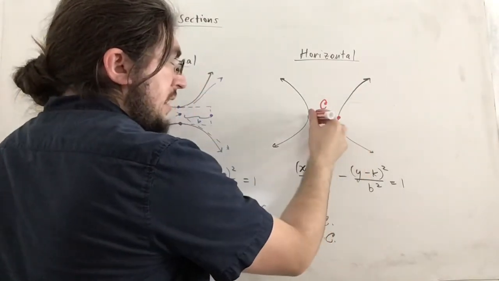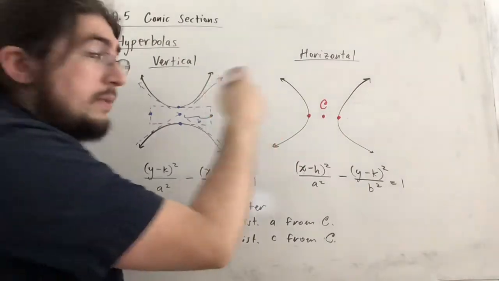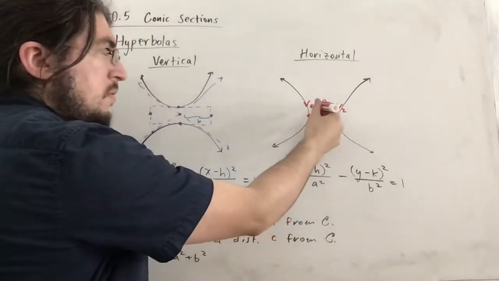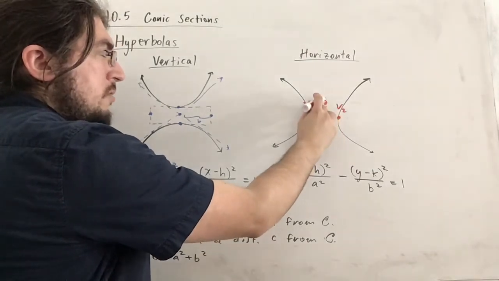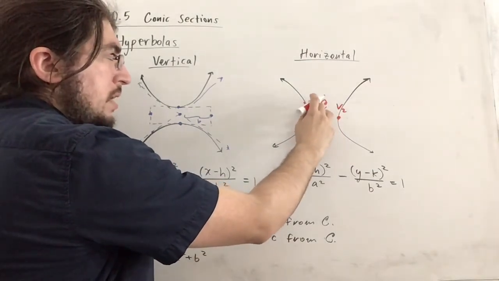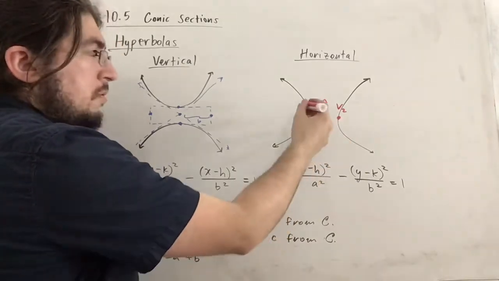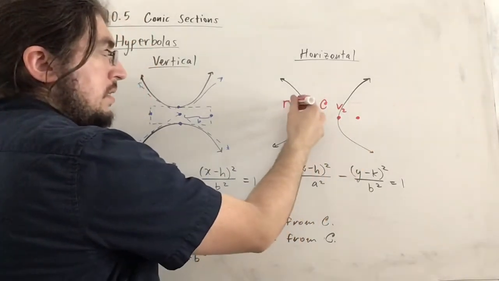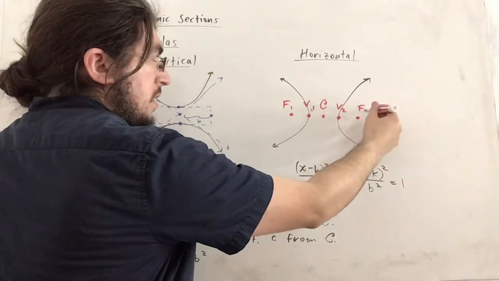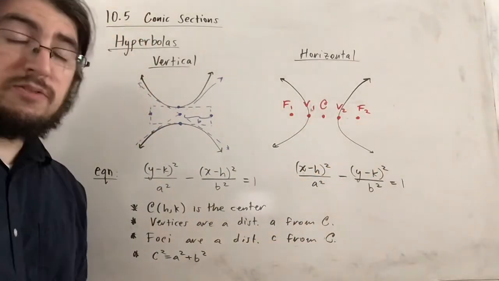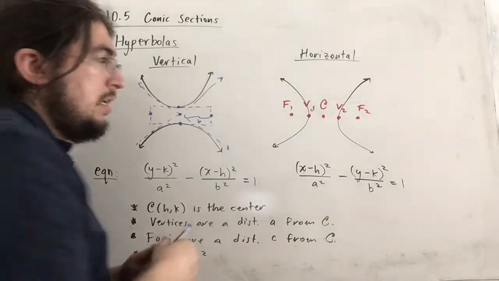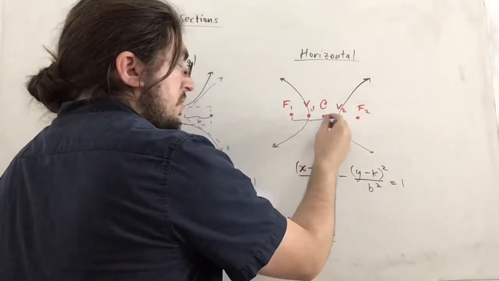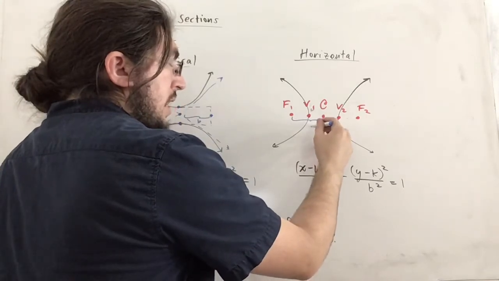We have the vertices, just think of the vertex of a parabola, but there are two of them. So let's call them V1 and V2. Which one you call V1 and which one you call V2 doesn't really matter, but I'll just go from left to right. And then, much like with parabolas, each parabola has its own focus, which together, plural, is foci. And yes, the distance from the center to a vertex is A, and the distance from the center to a focus is C.